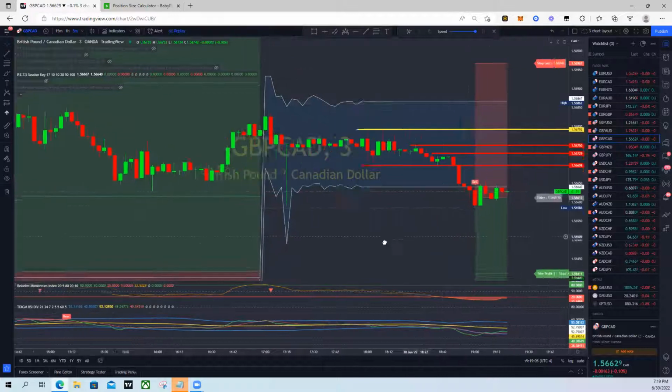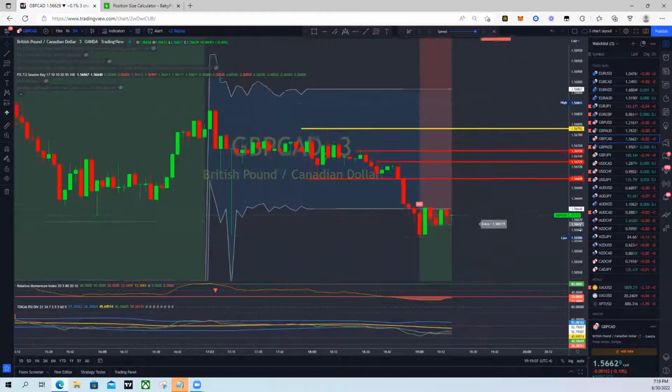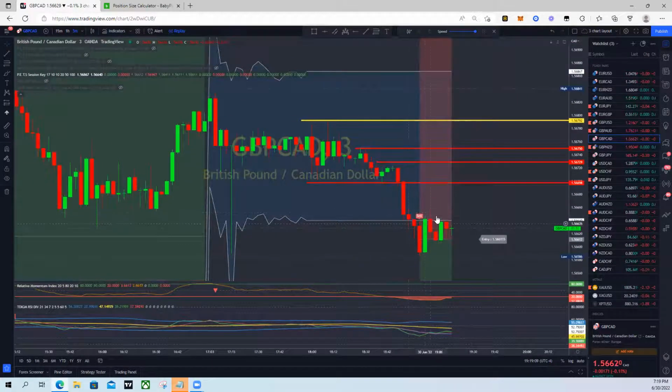But as of right now, GBP CAD, the only thing I'm looking for is sell opportunities. It don't say buy nowhere on the chart. We're looking for sell opportunities.